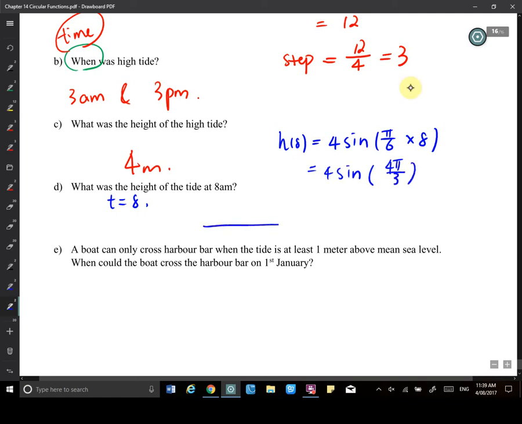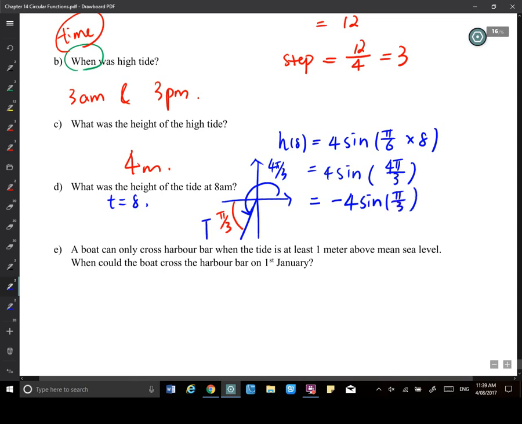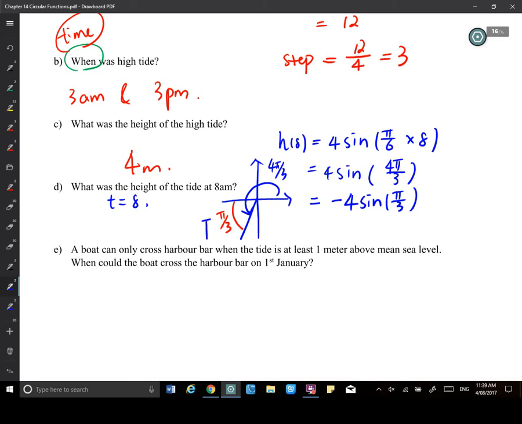4 pi on 3 is in the third quadrant, and we have the reference angle pi on 3. So that's the tangent quadrant, so it's negative sine pi on 3. Change the angle into the reference angle, and I consider the quadrant. That is the tangent quadrant, so the answer will be negative.